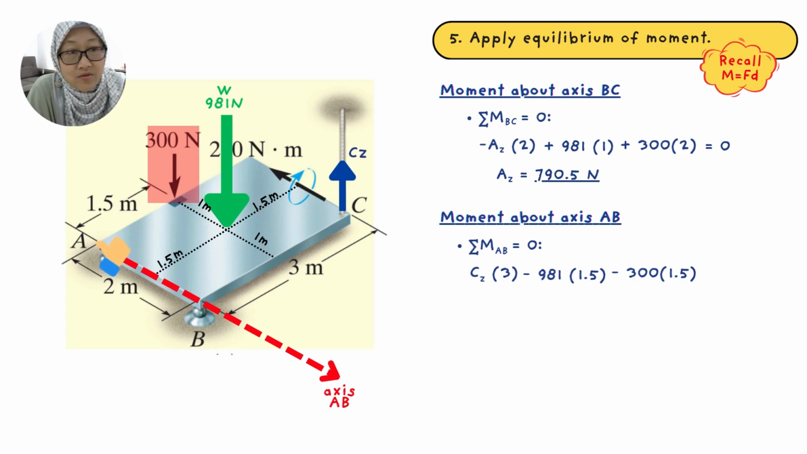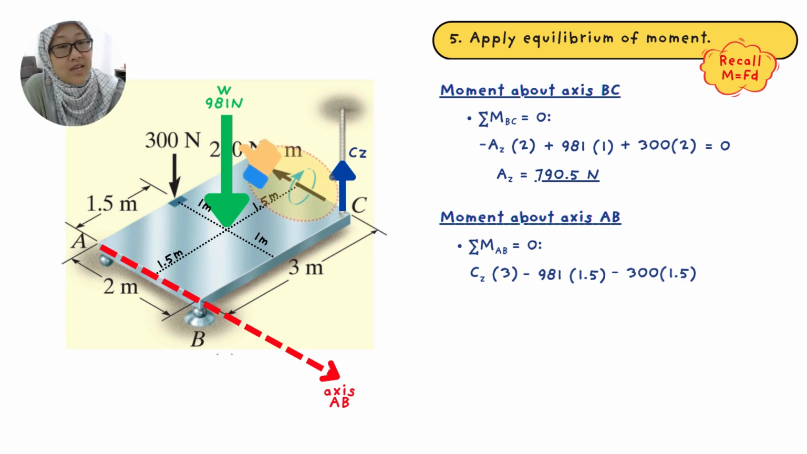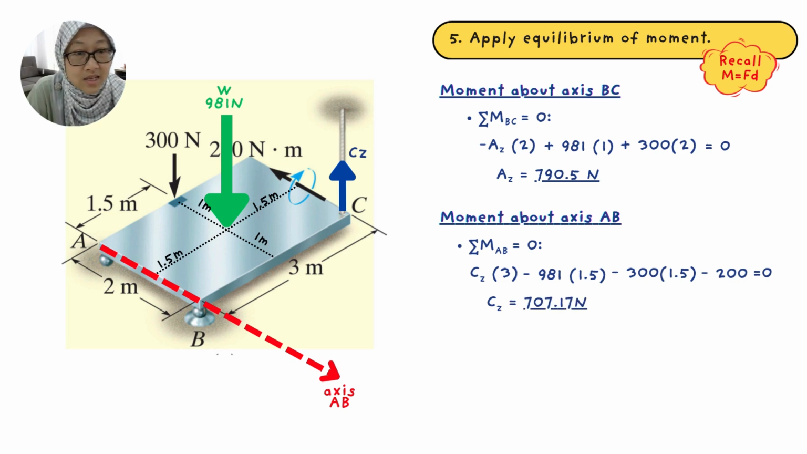Okay, and don't forget there is a couple moment at the end of the edge over here which is acting in the same direction as the AB axis. So you have to include that in your equation. So that 200 Newton meter is actually your moment, so you don't have to multiply it with any distance. And looking at the direction of the moment, it is pointing to the negative AB axis. So therefore your equation becomes negative 200 Newton meter. And that's about it. So all of that sums up to 0. So quite easily there's only one unknown over here, by which your CZ can be easily calculated as 707.17 Newton.